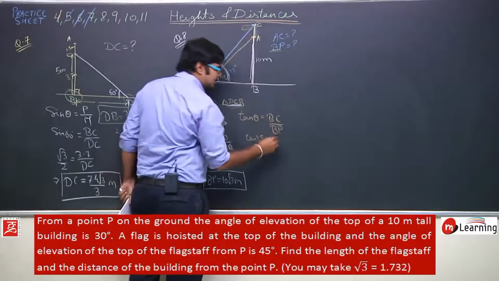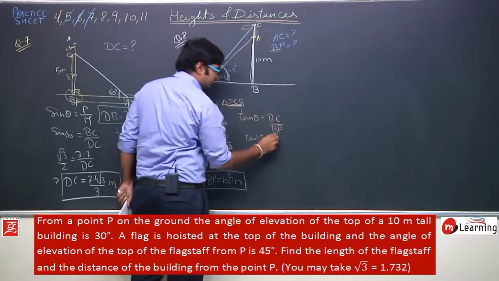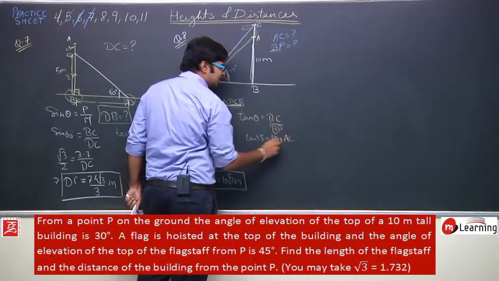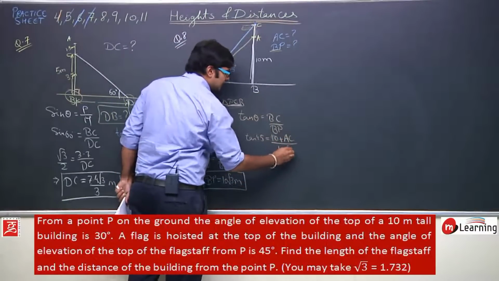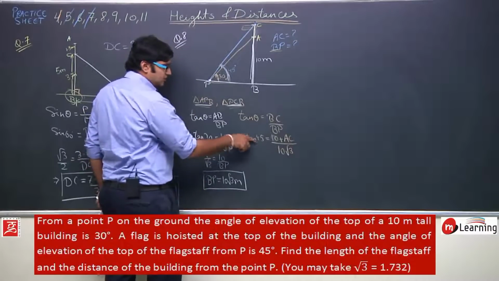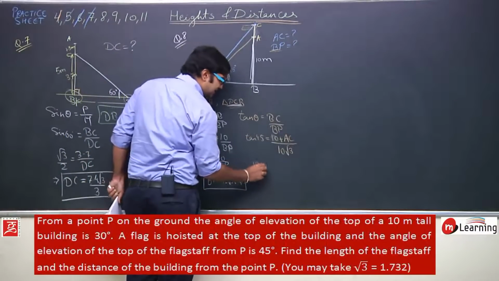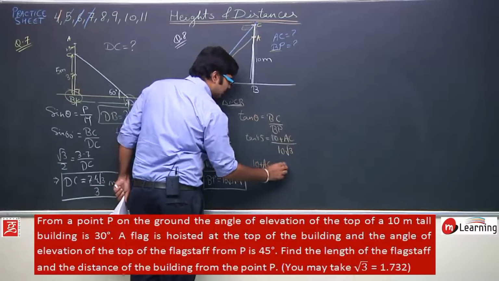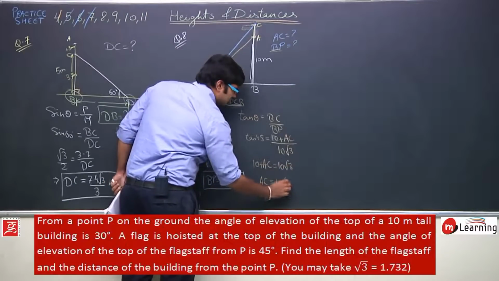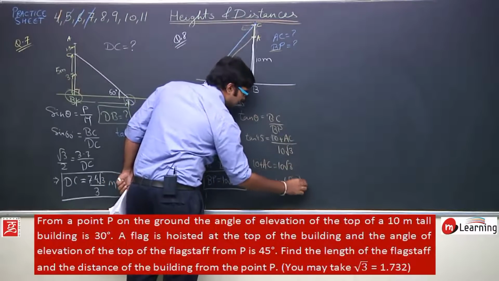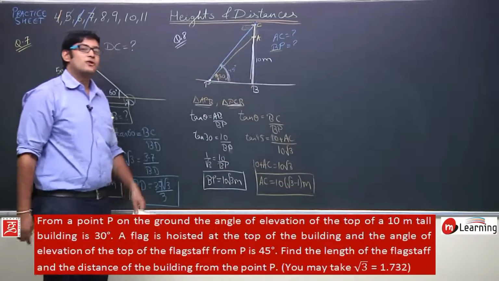Do I know the length of BC? No. BC, I can write as 10 plus AC. Okay, so BC is 10 plus AC upon BP. We have calculated the length of BP as 10 root 3. So tan 45 is 1. So you will get 10 plus AC is equal to 10 root 3. So you will get AC is equal to 10 times the bracket root 3 minus 1 meters. This will be the length of AC.